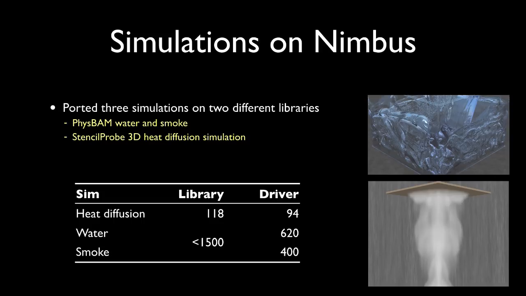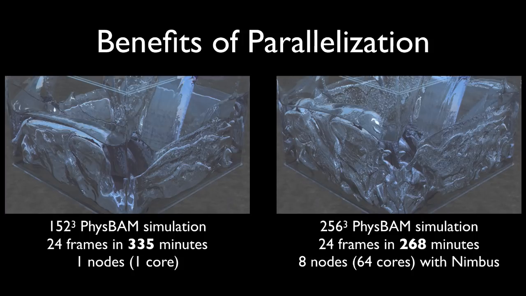And then the driver program, the actual thing you write for your simulation: for a FizzBAM water simulation, it's 620 lines. For smoke, it's 400. This is about equivalent to what a normal FizzBAM main control loop is like. For the heat diffusion, it's 94 lines. And once you put in these lines of code, you can run bigger simulations faster on lots and lots of cores.